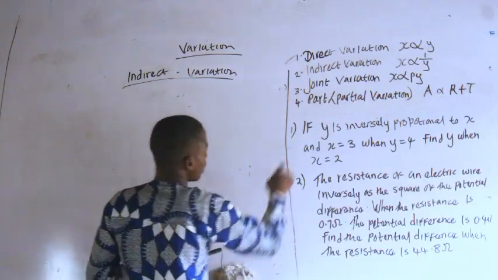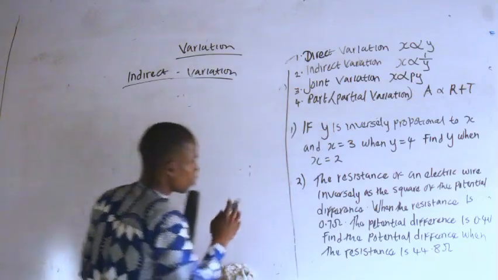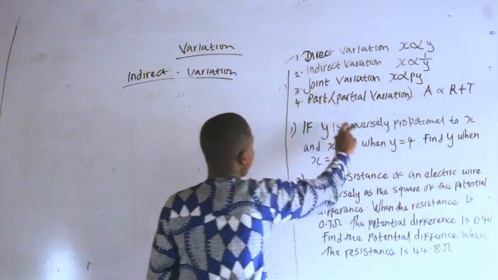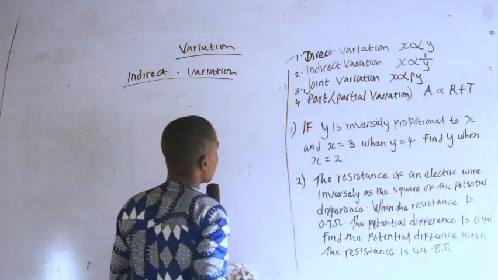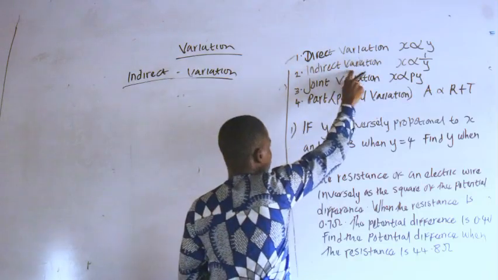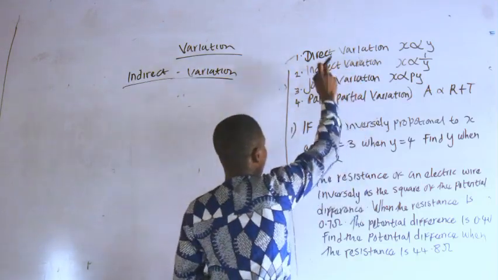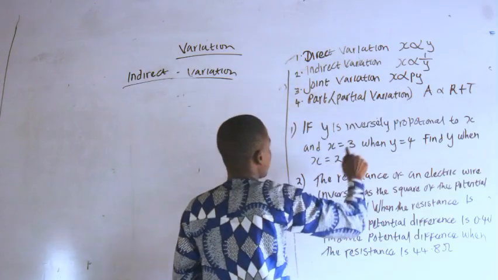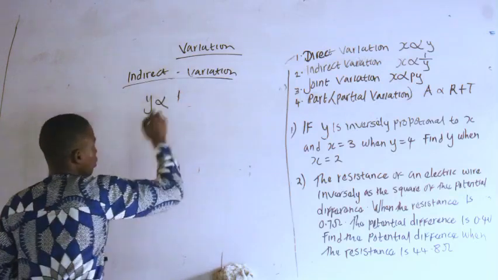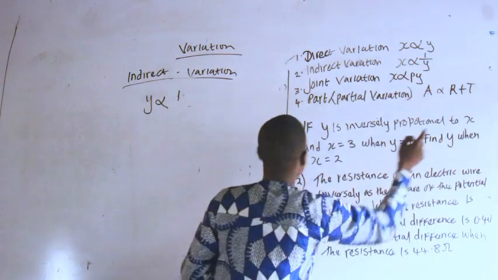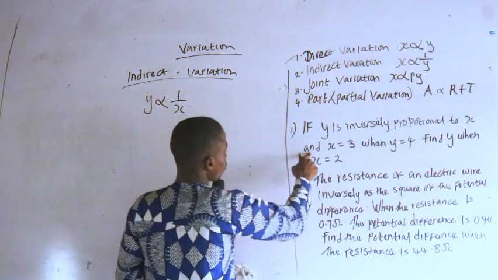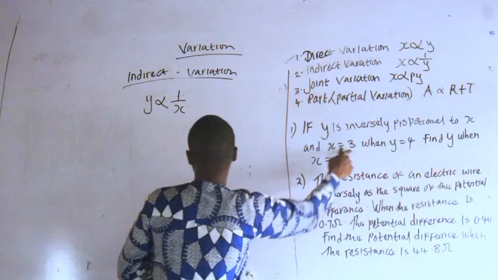Let us begin. If y is inversely proportional, they can call it direct variation or inversely. They are still the same thing. Variation is still the same thing as what? Inversely proportional, as we have already known, y is inversely proportional to x, that is 1 all over x.